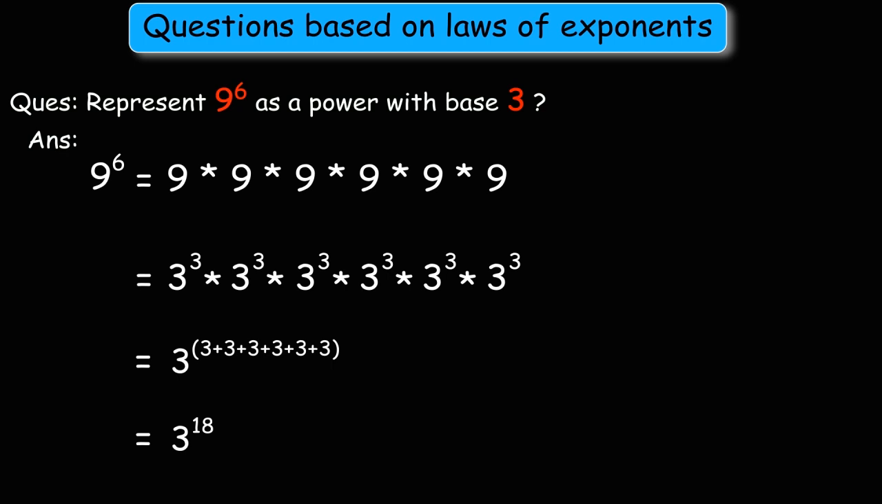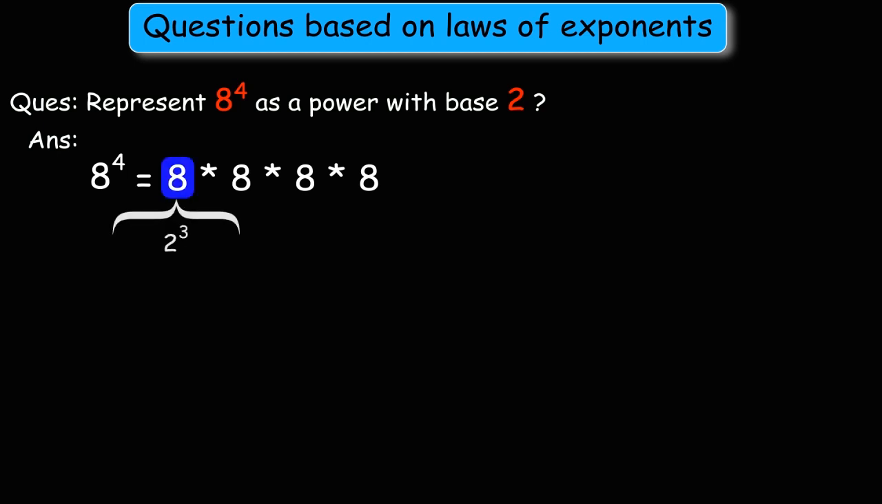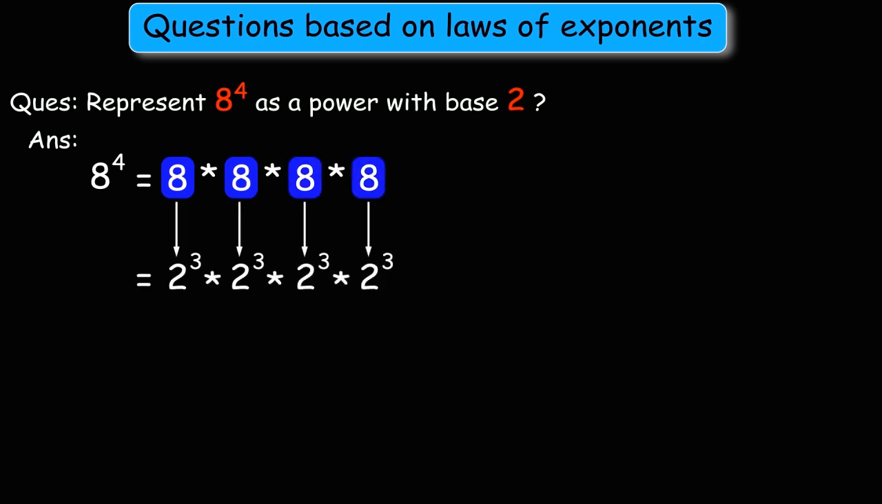Next question. We have to represent 8 raised to the power of 4 as a power with base 2. 8 to the power of 4 means 8 multiplied with itself 4 times. And 8 is 2 raised to the power of 3, that is 2 multiplied with itself 3 times. So we can write 2 raised to the power of 3 multiplied by 2 raised to the power of 3, 4 times. And we know when the bases are the same, we just have to add the exponents. So it will be 2 raised to the power of 3 plus 3 plus 3 plus 3. That is 2 raised to the power of 12.